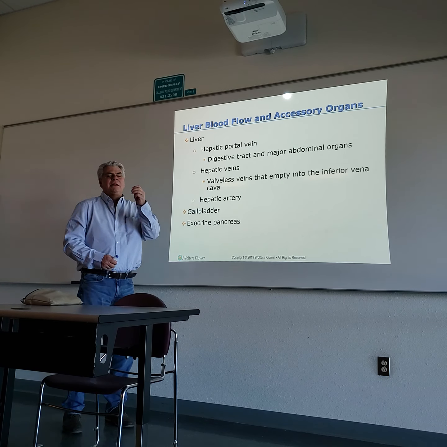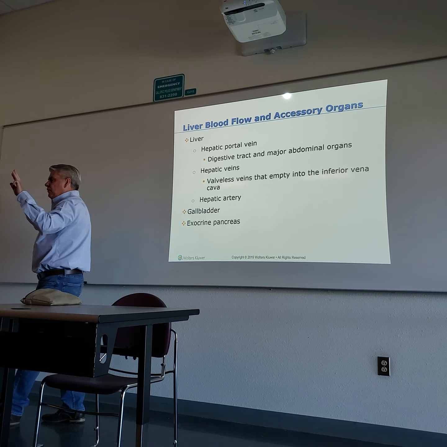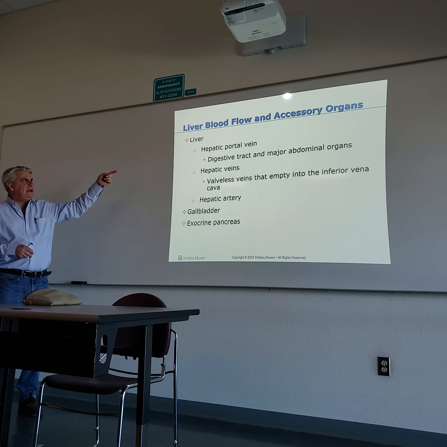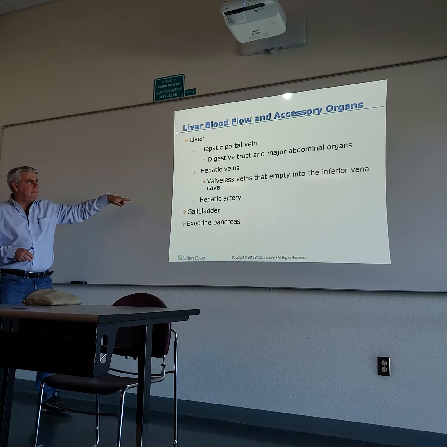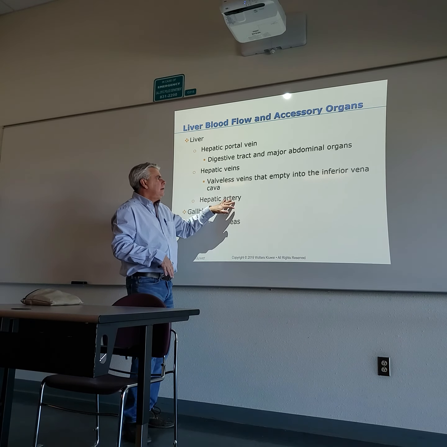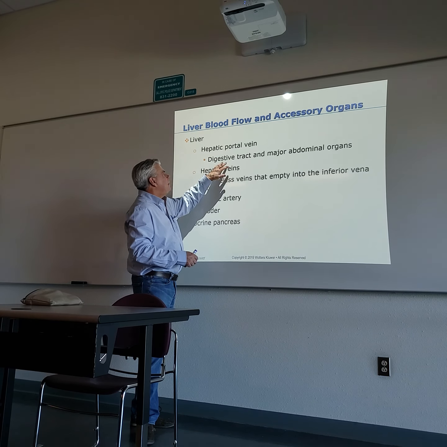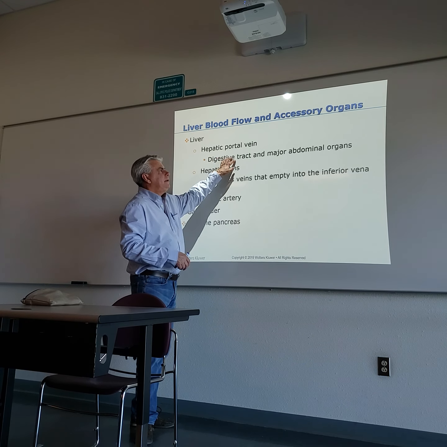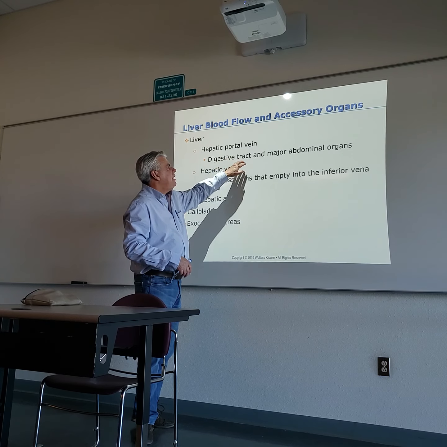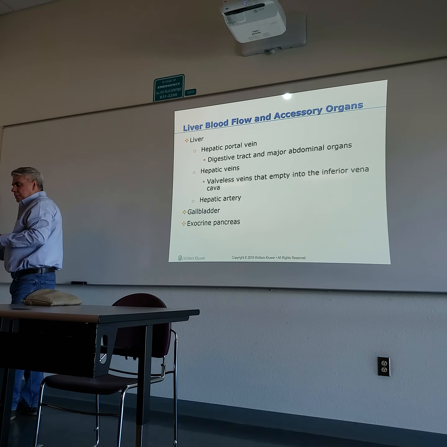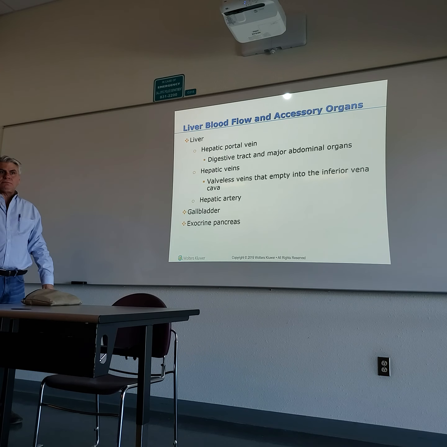Okay. The liver has 3 different vessel systems that go to it, right? You've got the hepatic portal vein, you've got the hepatic veins, and you've got the what? Hepatic artery. Okay? The hepatic portal vein is what? What does it say? Digestive tract and major abdominal organs. What does that mean? Like it supplies blood to?